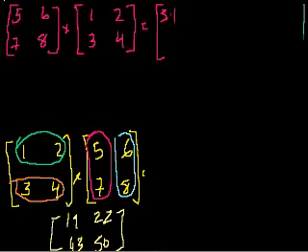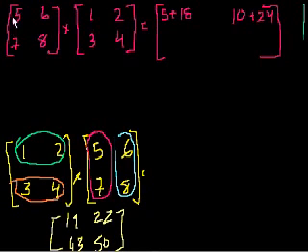I'm going to skip a step here. So it's 5 times 1, so it's 5, plus 6 times 3, plus 18. What's the second term here? It's going to be 5 times 2 plus 6 times 4. So 5 times 2 is 10, plus 6 times 4. 6 times 4 is 24. And all we did is take this row times this column right here.